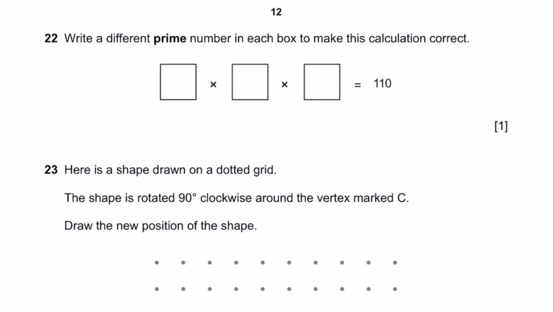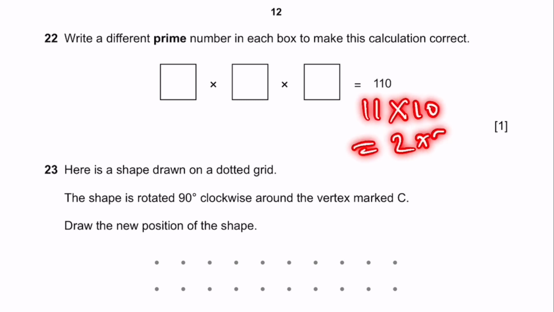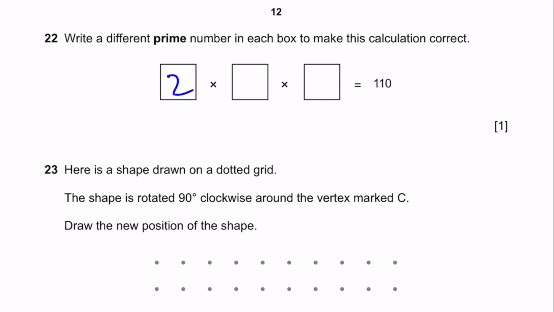Question 22. Write a different prime number in each box to make this calculation correct. Dash into dash into dash is 110. Actually, the 110 is 11 into 10. You can write that as 2 into 5 into 11, because this one forms 10, and 11 into 10 is the full thing. These three are prime numbers, so you can write these.